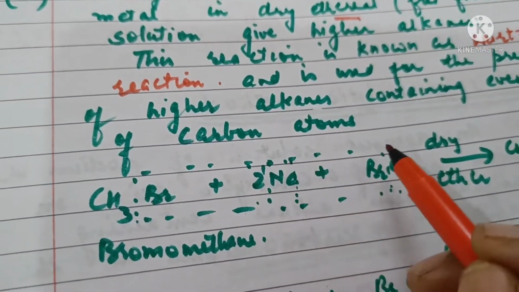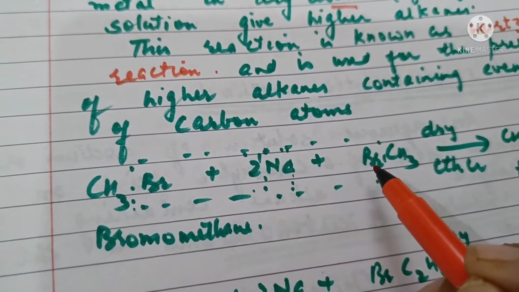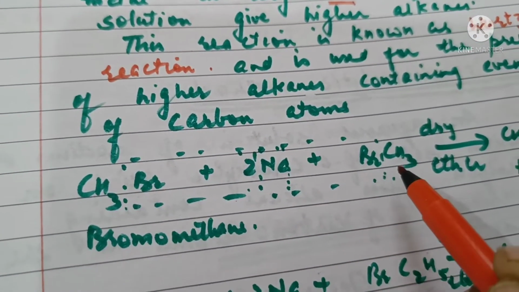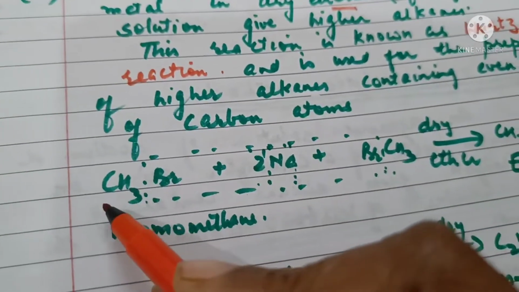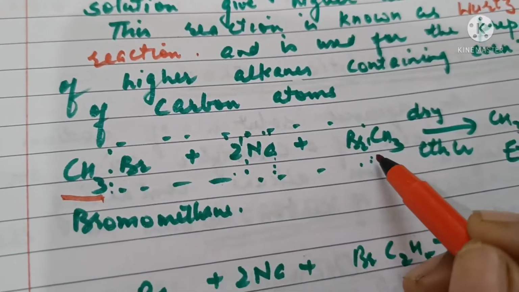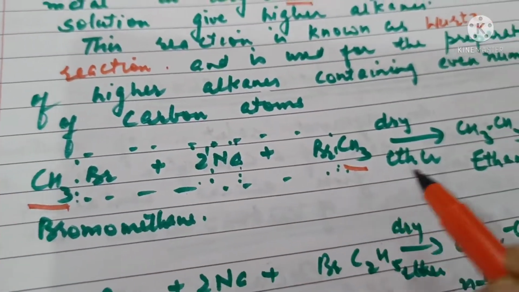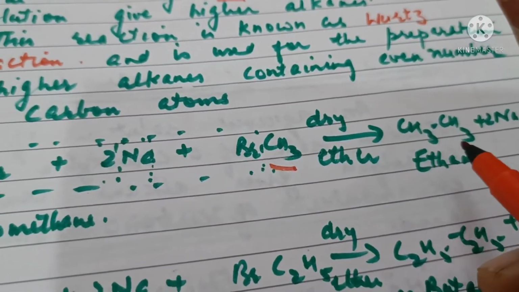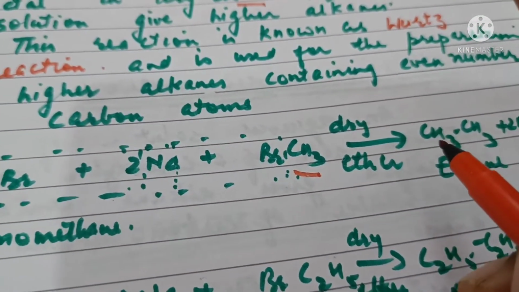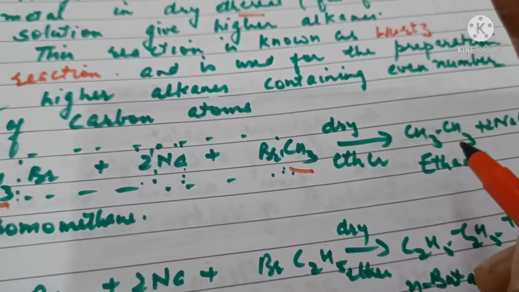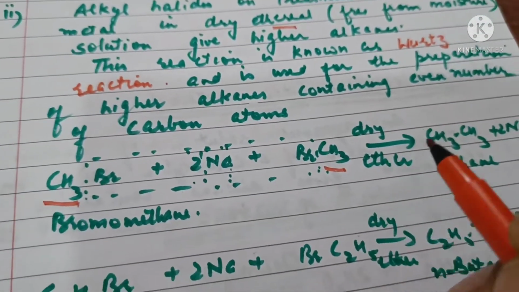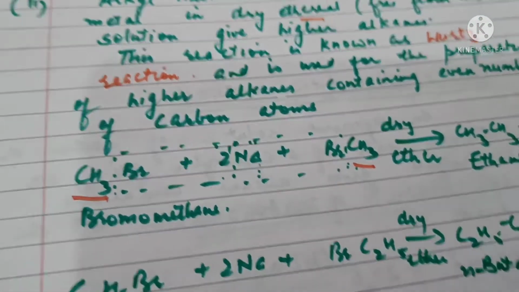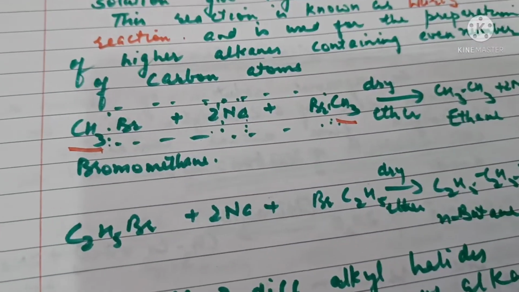Similarly, another Na will combine with Br of this molecule to form NaBr, and this CH3 will join up with this CH3 to form ethane, with an even number of carbon atoms. So symmetrical alkanes are formed. The limitation of this reaction is that only symmetrical alkanes can be formed.